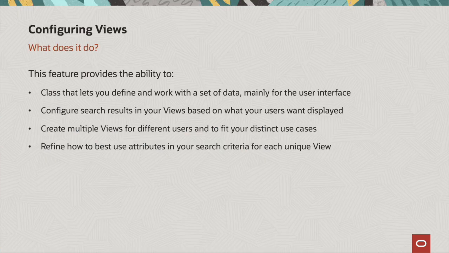A view is a class that lets you define and work with a set of data, mainly for the user interface. Configuring views provides the ability to configure search results in your views based on what the users want displayed. You can create multiple views for different users and edit them to fit your distinct use cases. You can also refine how to use these attributes in your search criteria for each unique view.